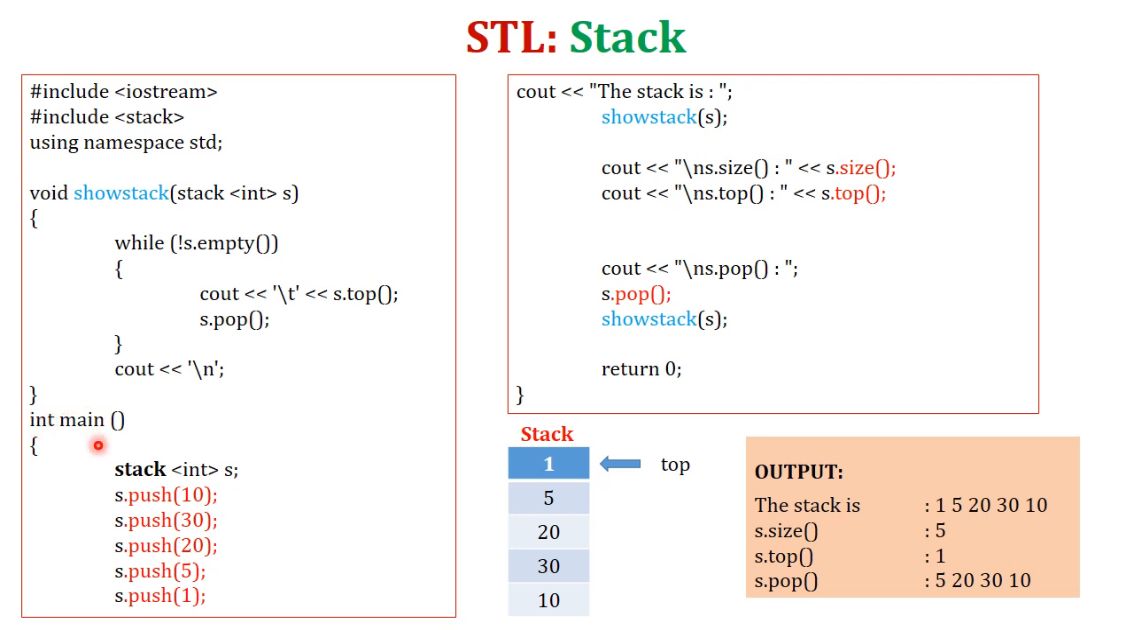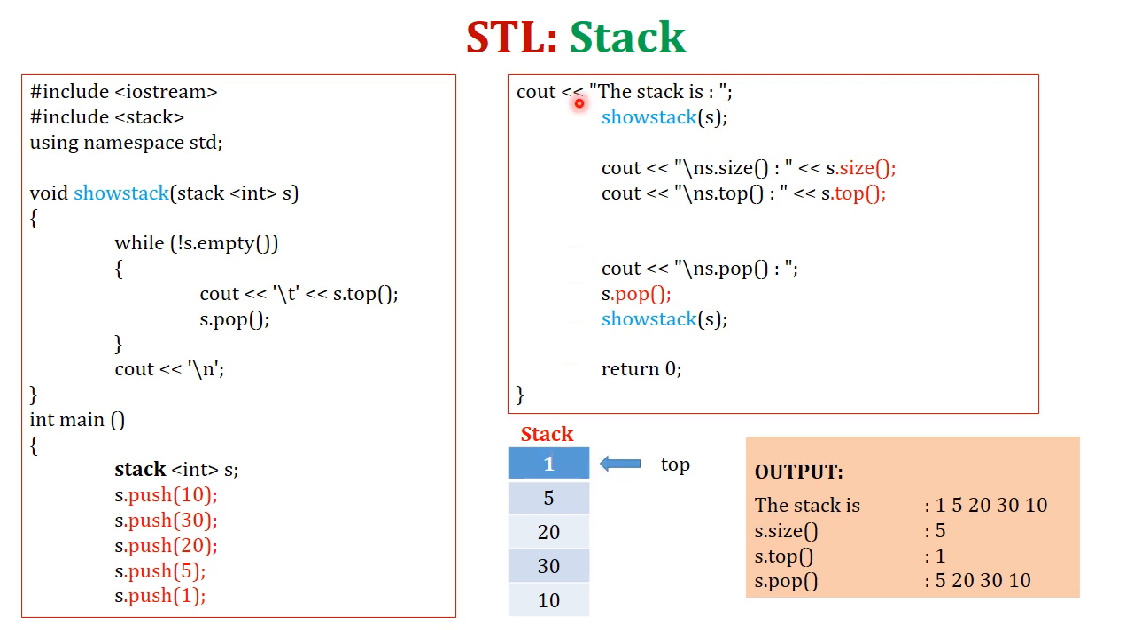So here is the main program. From the main program, we are creating the object from the stack. With the help of the object, we are calling the push function. Already we discussed the push function, right? To insert the element in the stack, that is at the top of the stack. For example, s dot push 10 means first the 10 will be inserted. Next s dot push 30, that means the 30 will be inserted at the top. Then s dot push 20, it will be inserted at the top. Then s dot push 5, it will be inserted on the top of the stack. Then push 1, it will be inserted on the top of the stack. So now the pointer points to the top of the stack.